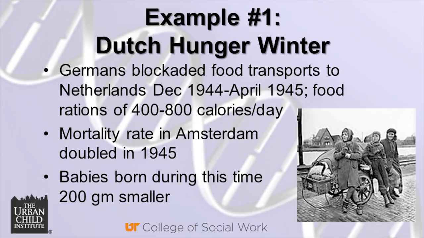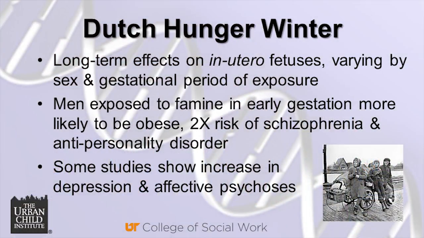starvation throughout the country. The mortality rate in Amsterdam, for example, doubled in 1945. Babies born during this time were very much smaller than they normally are. And that's not terribly surprising because a mother doesn't have enough nutrition if she's not eating enough. But it had more effects that were long-lasting. During the Dutch Hunger Winter, there were long-term effects on the fetuses who were gestating during that time that varied by sex and by gestational period of exposure.